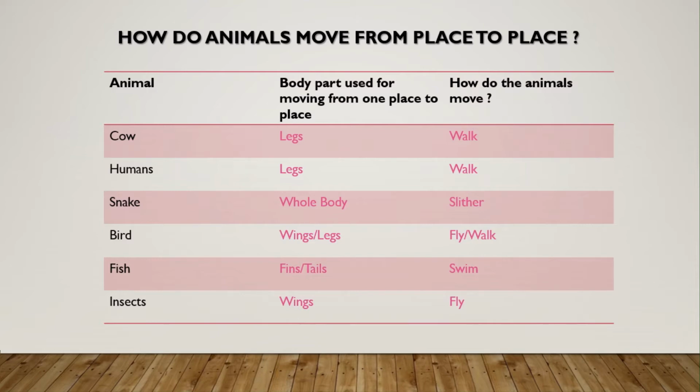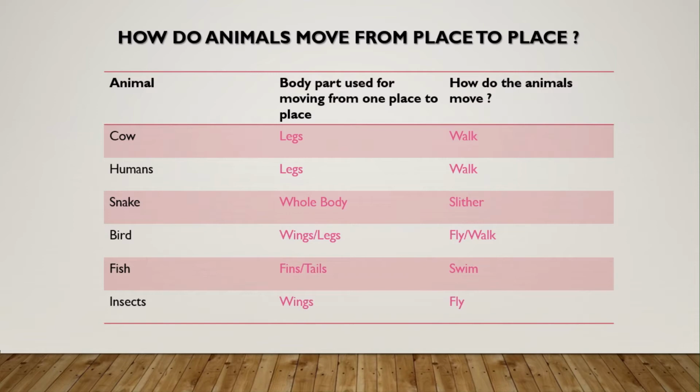So, walk, run, fly, jump, creep, crawl, slither and swim. These are the few ways in which animals move from one place to another. But why are there so many differences in the way the animals move from one place to another? That is, some animals use legs to walk, some use their whole body to slither, some use wings to fly. So why are there differences? So it is based on the structure of their body.